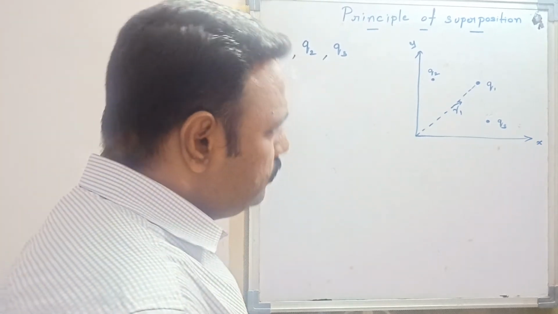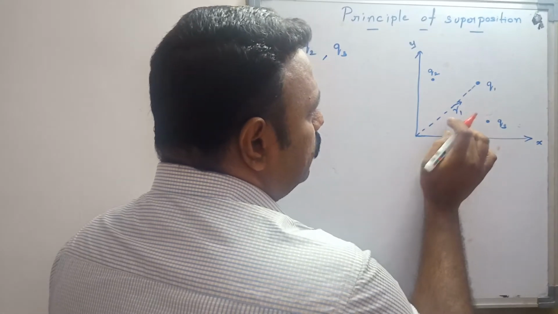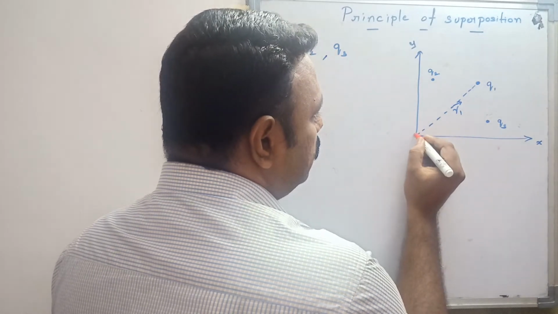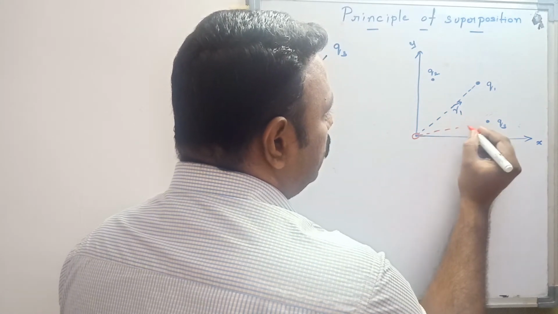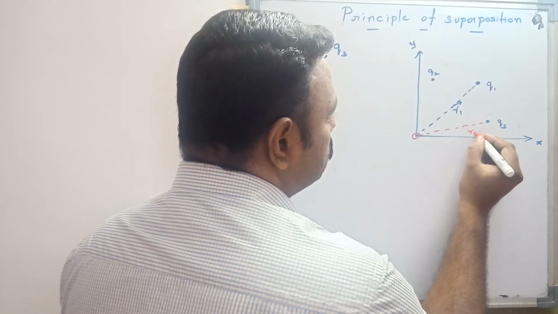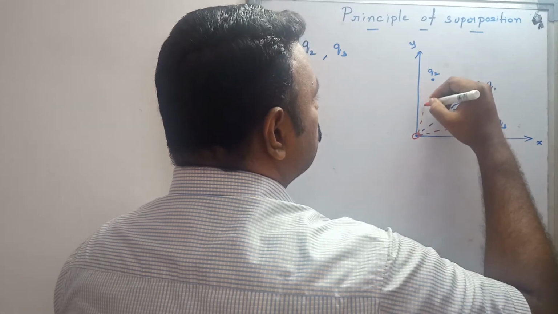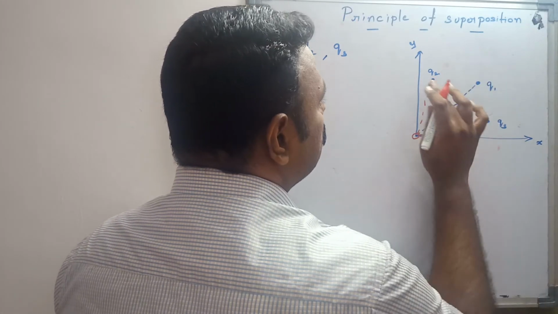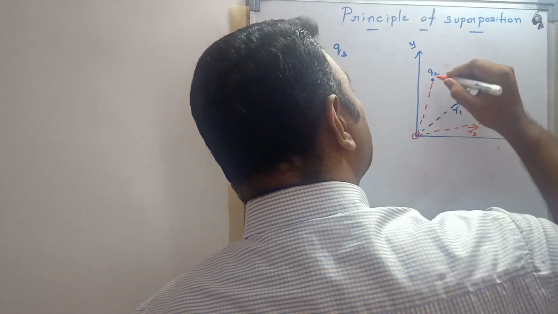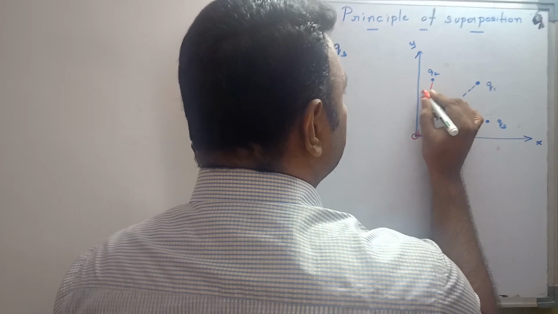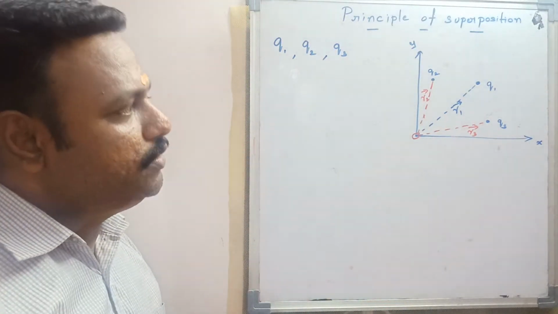Okay, so we know that Q1, Q2 and Q3 are the 3 different charges located at different locations, and I just marked the position of charge 1 with respect to the origin. It is of R1 distance. Same way, I can mark the position for the other 2 also, as this is R3 vector, and this is R2 vector. So R1 vector, R2 vector and R3 vector respectively for the individual charges.